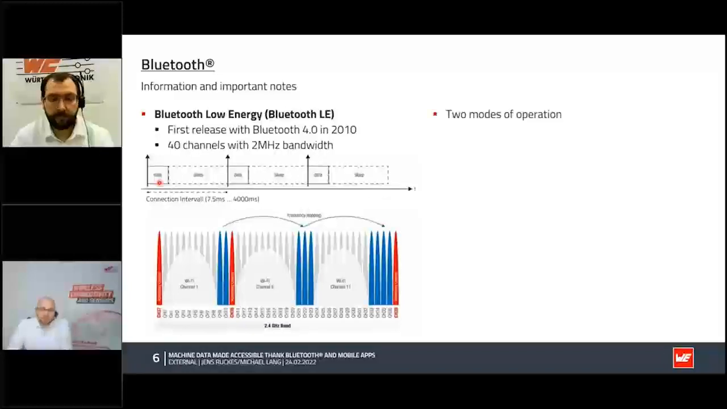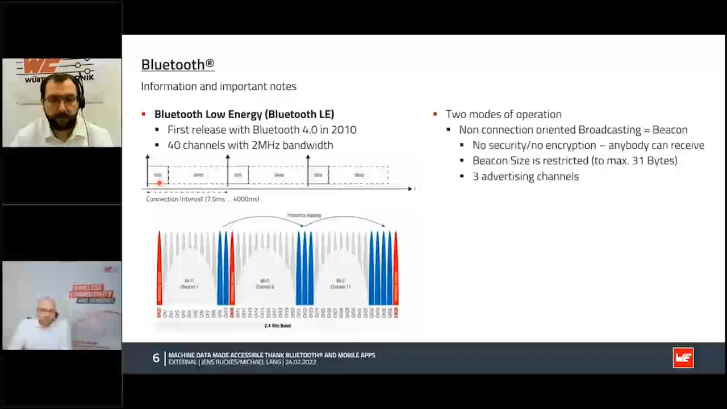There are 2 modes of operation in the Bluetooth Low Energy part. The first one is a non-connection orientated communication. It's a broadcasting, or it's called beaconing in the Bluetooth world. And important to know is that there is no security or encryption usable, as anybody should be able to receive the messages. The beacon size also is restricted, and to know is also important that there are 3 advertising channels used. You see it in this graph on the bottom left side.